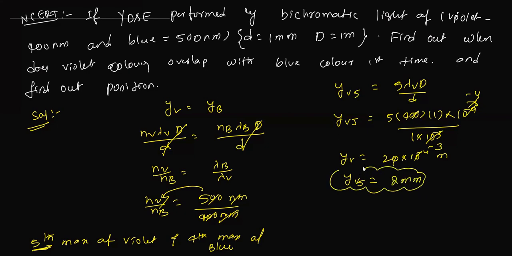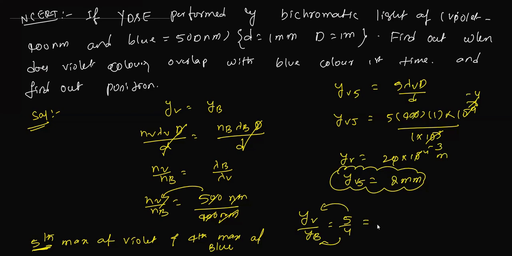At this position they both will form the first one. For example, if they ask where they overlap the first time, then y V by y B equals 5 by 4. This is the first time they are meeting, I told you. So the fifth one of violet and the fourth one of blue meet the first time.